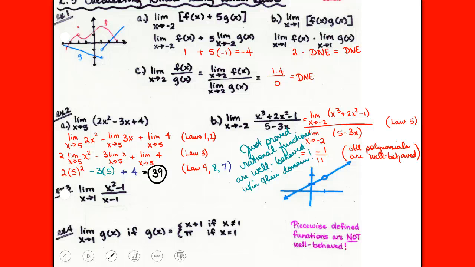All right, so we get down to example number 3 and we're like, whoop whoop, rational function, going to be well behaved. I use direct substitution, and what happens?